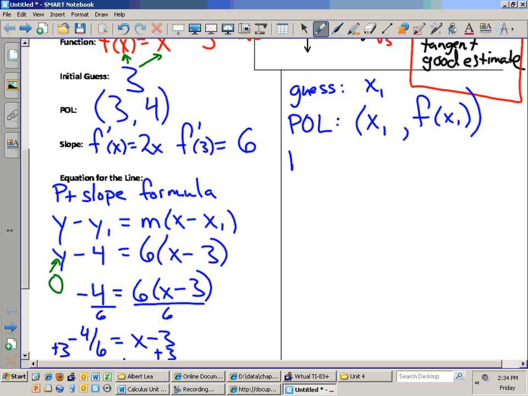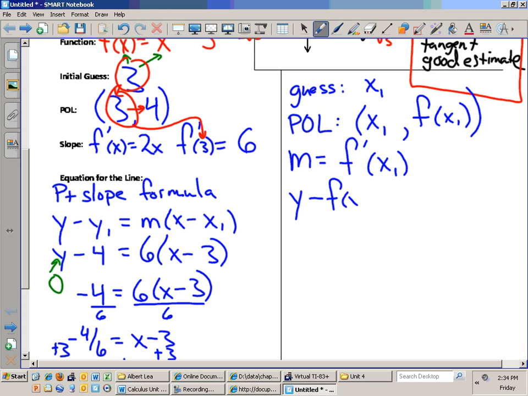My slope is equal to that guess evaluated at the derivative. If you look, we took 3, we plugged in our function to get 4, and we plugged 3 into our derivative to get 6. So f prime of x sub 1 is equal to my slope. And now I write my formula. y minus y sub 1, which is f of x sub 1, equals m, which is f prime of x, times x minus x sub 1.